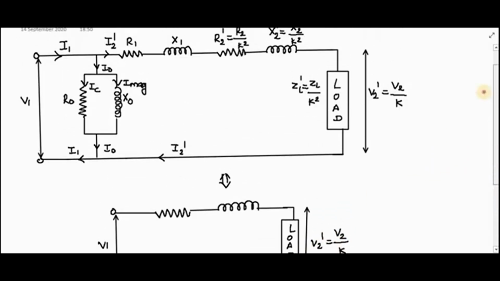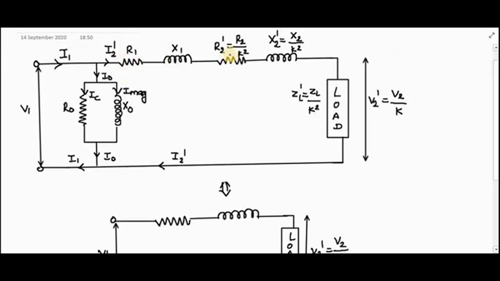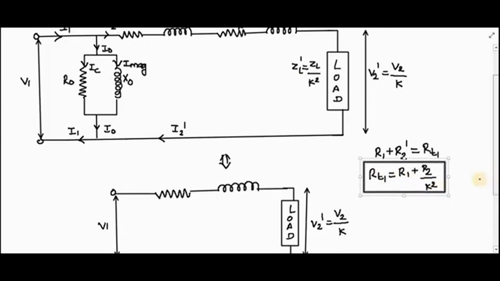Now see what I have done. I have added R1 and R2 dash. R1 plus R2 dash is nothing but RT1, meaning the total resistance of the transformer referred to the primary side. So RT1 I can write as R1 plus, what is your R2 dash? R2 dash is nothing but R2 upon K square. Right? So this is your RT1.